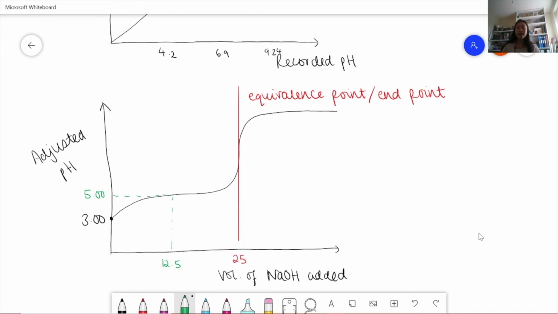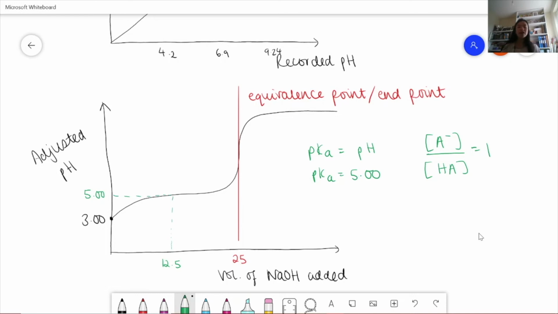So to find the Ka, you would use the fact that at half neutralization, the pKa is equal to the pH. That's because the ratio of A- over HA, the acid, will be equal to 1, because we've got the same amount of A- and HA at half neutralization. That's the definition of half neutralization, because we've neutralized the acid by half. And so the pKa is equal to the pH, which will just be 5.